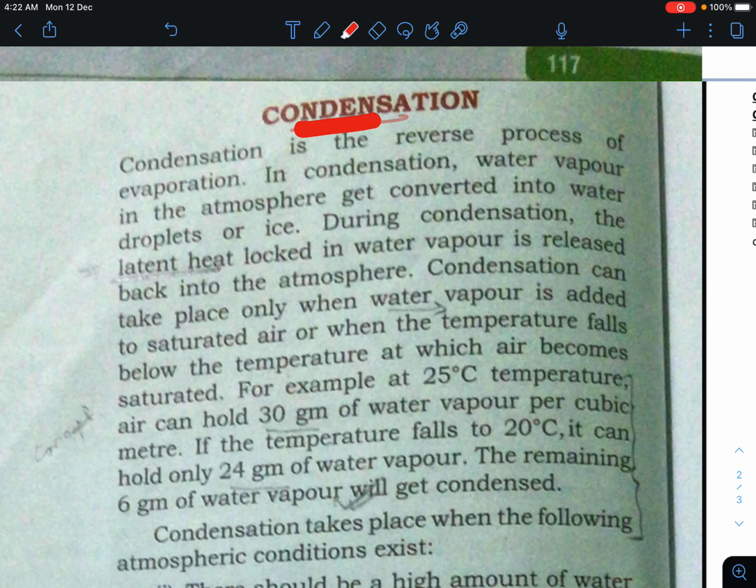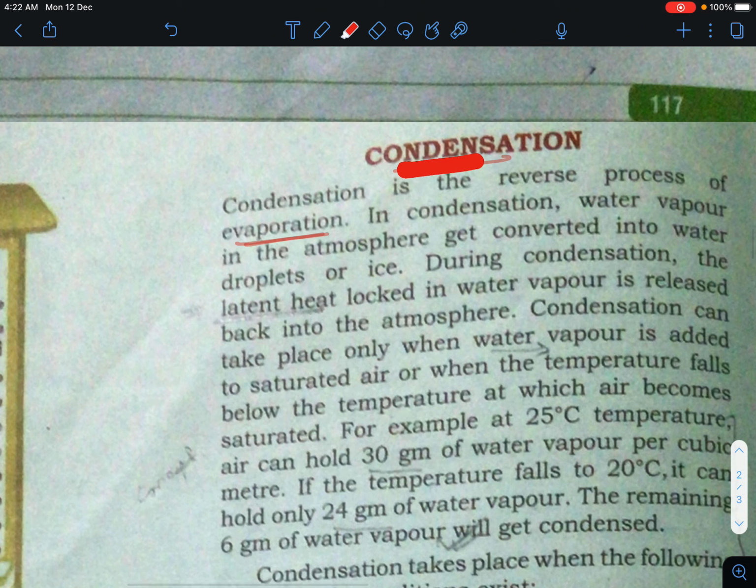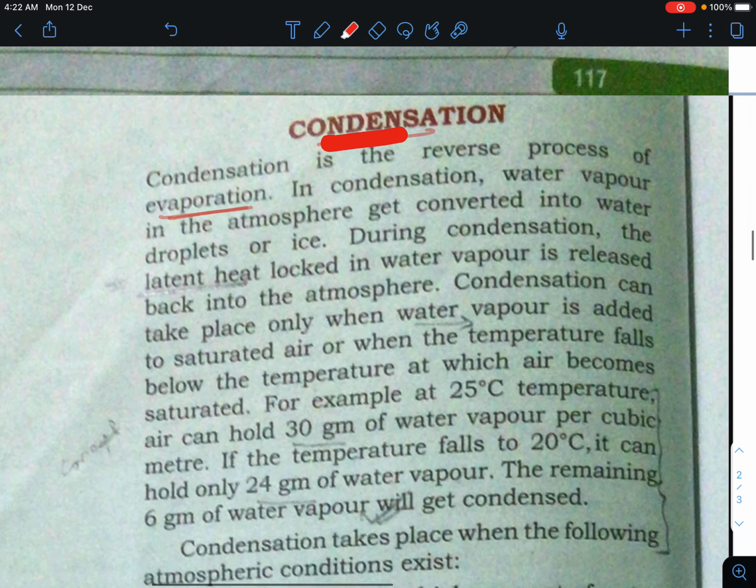As we have already studied, evaporation is the process by which water is converted into water vapor, and condensation is just the reverse process of evaporation. Here, water vapor is converted into water molecules. That is called condensation.